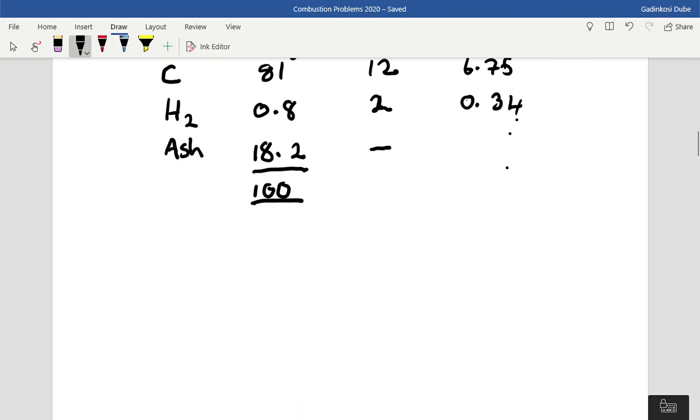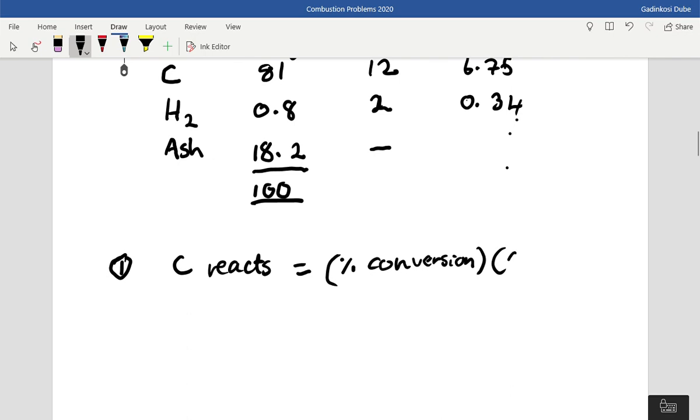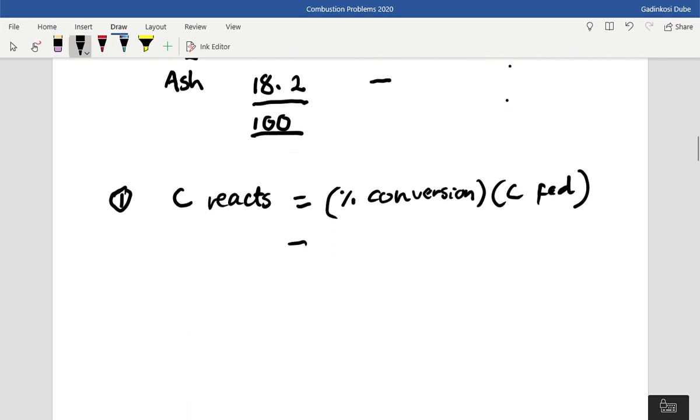So how do we get that? For the first reaction, we know that the moles of carbon that react are given by the percentage conversion multiplied by the carbon that was initially fed, so C fed. Our conversion is 95%, so 0.95 multiplied by 6.75, you get 6.41. So 0.95 multiplied by 6.75.